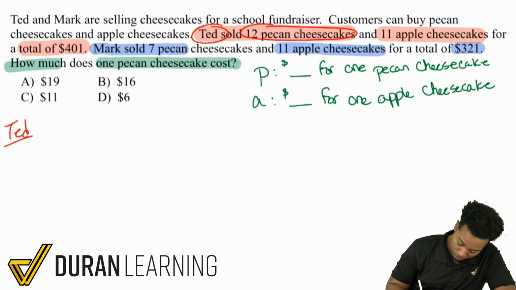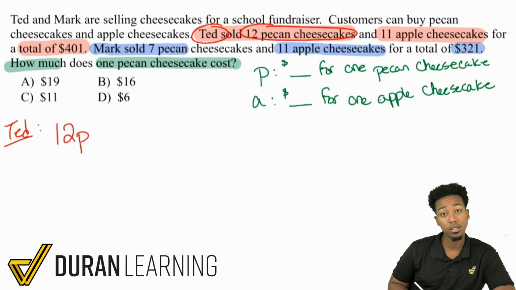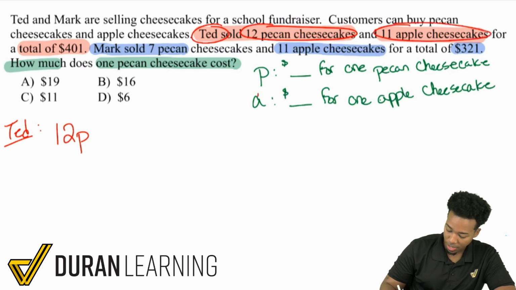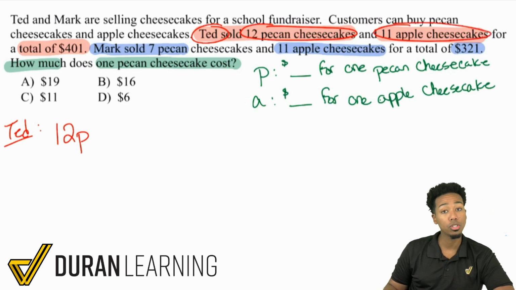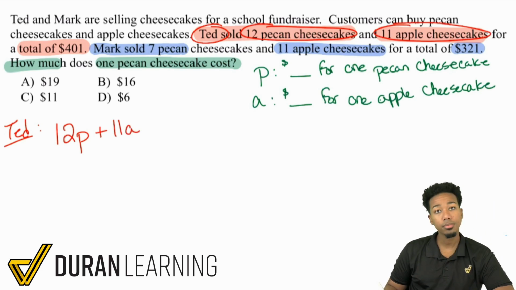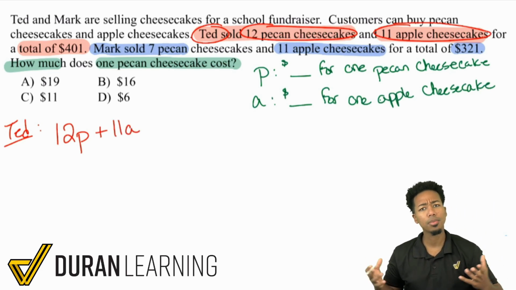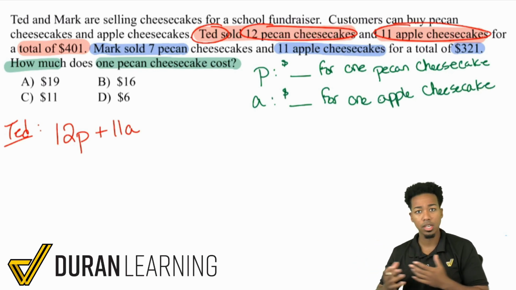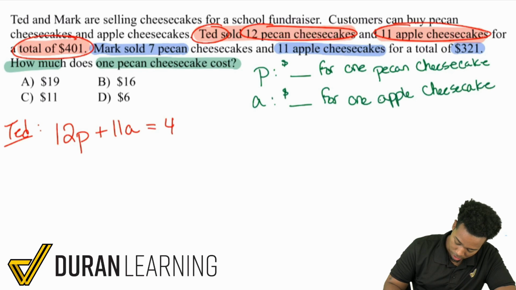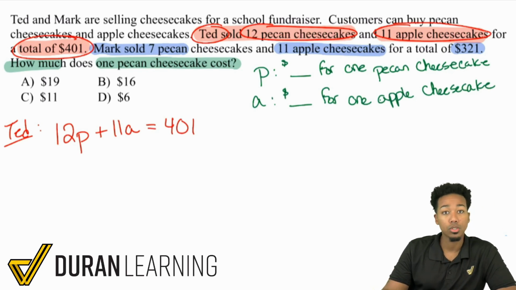So here for Ted, that'll be 12 pecan cheesecakes, or 12P. Then when it comes to the apple cheesecakes, we have 11 of those, and A is the cost of each apple cheesecake, so that'll be plus 11A. Then when you add up how much you earned from the pecan and apple cheesecakes, the total was 401. So that's the relationship we can form for Ted.